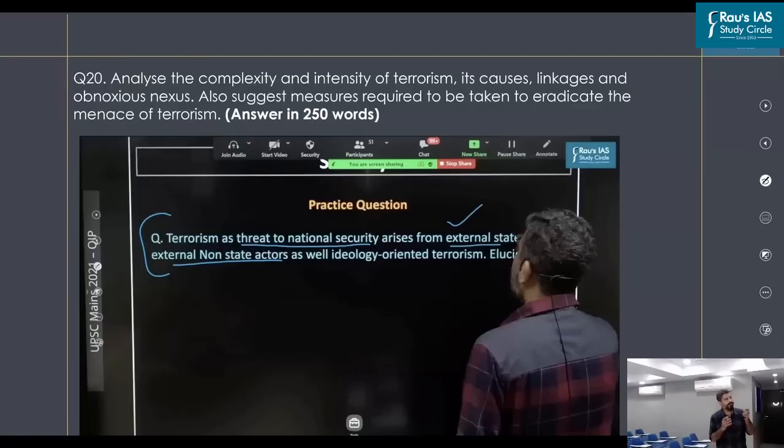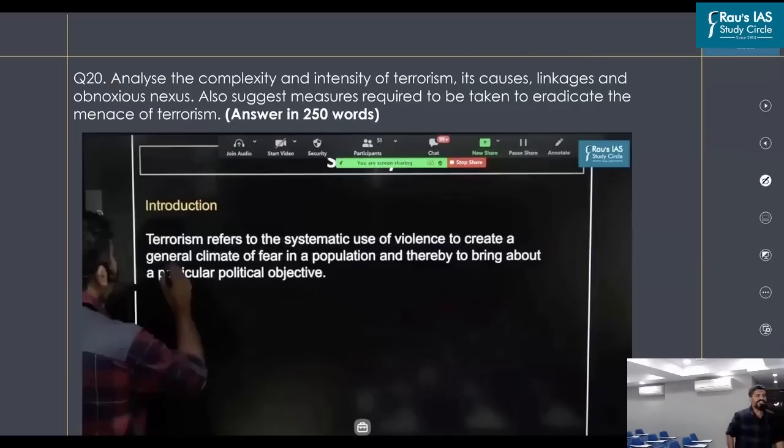In this, we already prepared a basic definition of terrorism. What exactly is meant by terrorism? If you look at terrorism, it refers to the systematic use of violence to create a general climate of fear in the population in order to bring about a particular political objective.